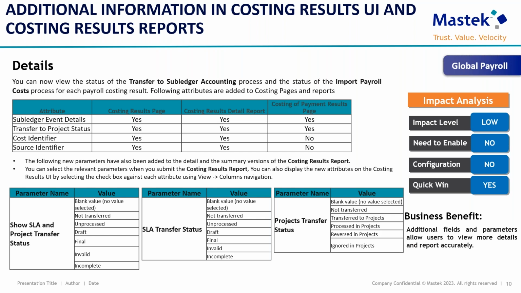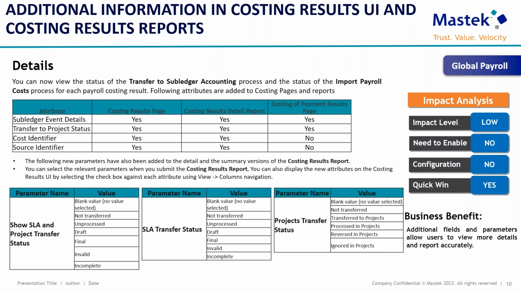even a payroll manager will be able to see whether the transfer to subledger costing has been transferred into GL or SLA or not. All of those statuses, not transferred, transferred, draft, final, invalid, complete, are now added in the costing details and costing results report. So now when we run the costing results report after the transfer to subledger process, we can easily identify that for a specific period of time, if a payroll team has transferred the costing details to subledger and a finance team has run the process of create accounting, what is the latest status of that period's costing?